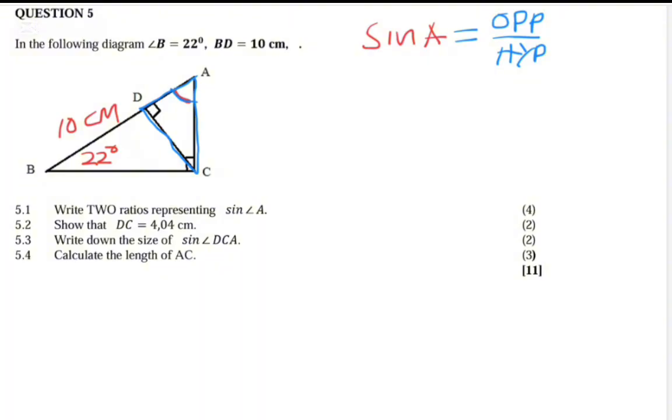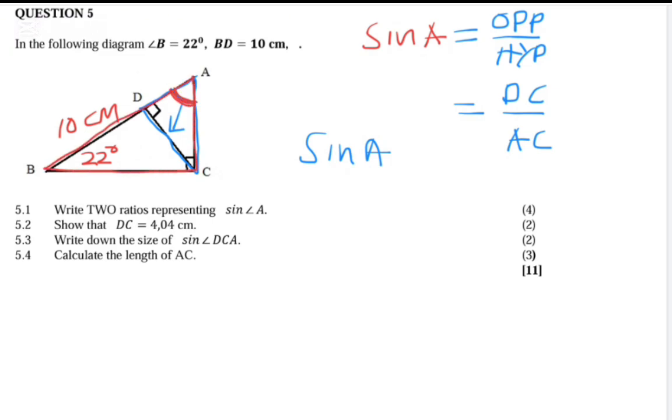If our reference angle is here, the opposite is going to be this DC. So we have DC divided by the hypotenuse, which is AC. So this is the first one. They need 2 of them. So we also have sine of A on the what? On this bigger triangle that is here.